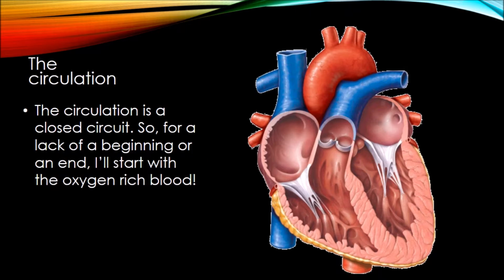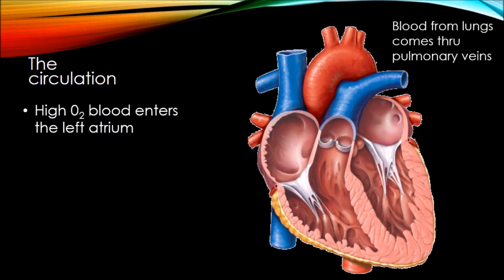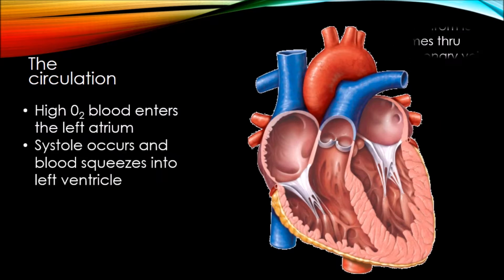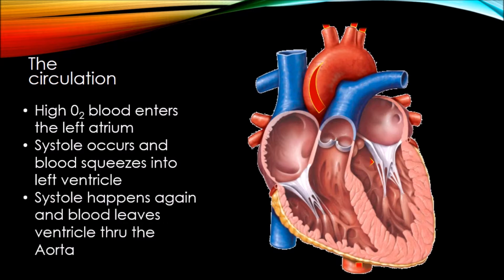Now, since circulation is a closed circuit, with no beginning and no end, I could start anywhere I wanted, so I'm going to start with the rich oxygen blood, okay? First, blood comes from the lungs and fills the atrium. The atrium squeezes the blood into the ventricle through a process we call systole, and again through systole, the ventricle squeezes the blood into the aorta to go to the organs and tissues, okay?